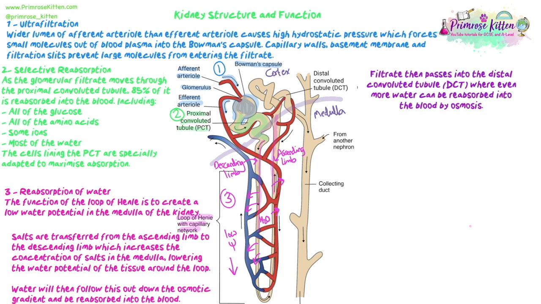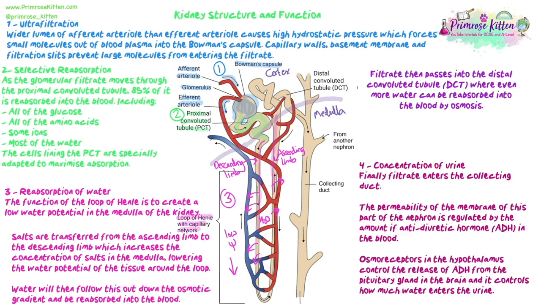The filtrate then passes back up to the cortex and into the distal convoluted tubule, or the DCT. This is where even more water can be reabsorbed into the blood by osmosis. Nothing special happens here, other than that as it passes through, if there is more water in the filtrate than in the blood vessel surrounding it, then it will move out by osmosis.